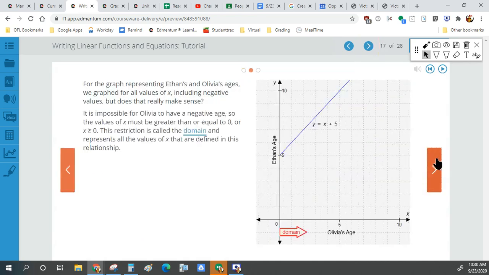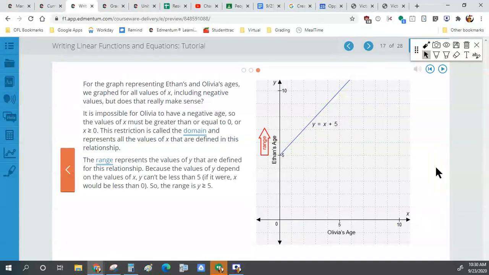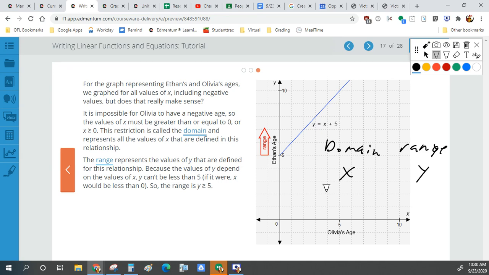The graph represents Ethan's age. So this is the domain, range. The way I always remember domain and range, because it's important, you guys will have that question later: domain in alphabetical order comes before range. Well, our x comes before y.